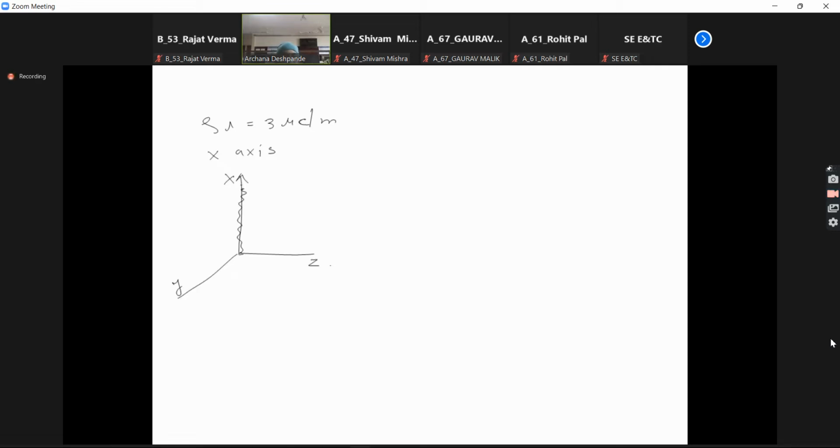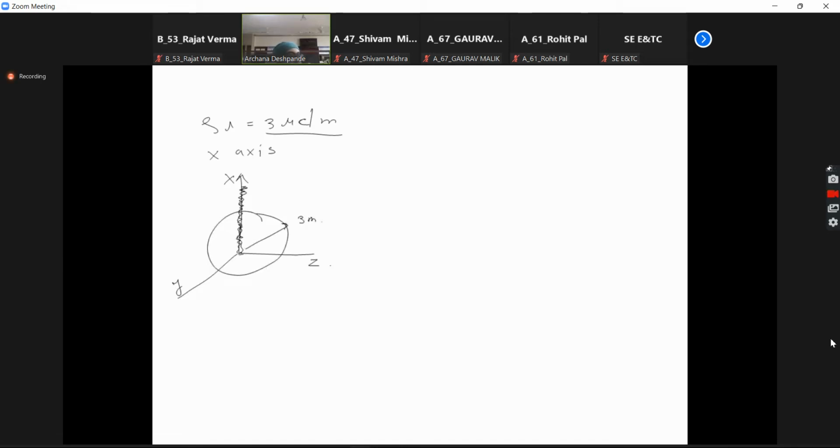इसका मतलब है ये जो x-axis है, यहाँ पे charges है. There are charges on the x-axis with density 3 microcoulomb per meter. Okay, and there is a sphere which is centered at origin. That means origin पे उसका center है. This is the sphere. और उसका रेडियस कितना है? उसका रेडियस है 3 meters.